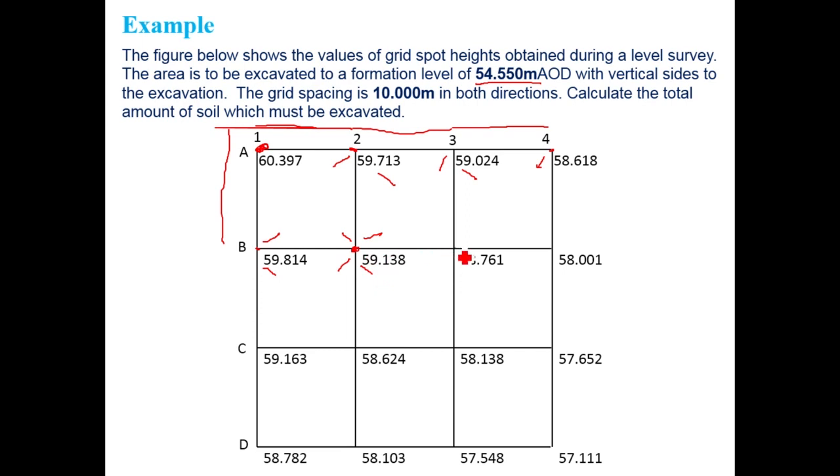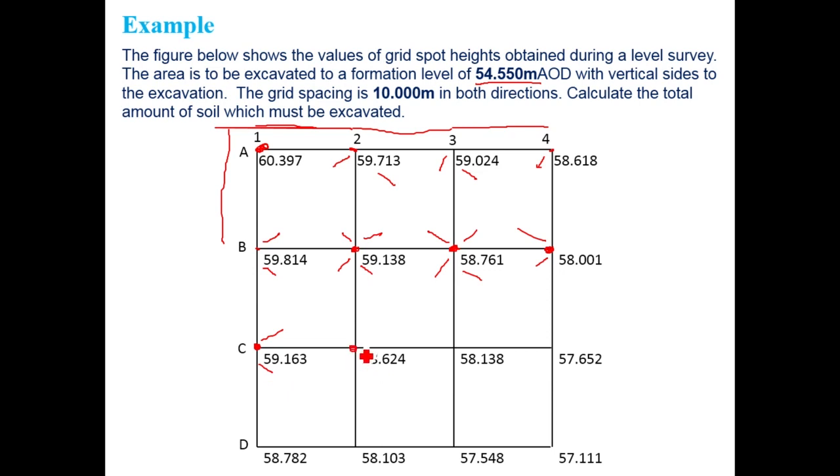The weight of this intersection point, B3, would be 4 as well, correct? 1, 2, 3, 4. We have 4 squares. The weight of B4 would be, how many squares do we have around? We have 1, 2, so it would be just 2. The weight of C1, okay, what is the weight of C1? It is 2. We have 2 squares around.